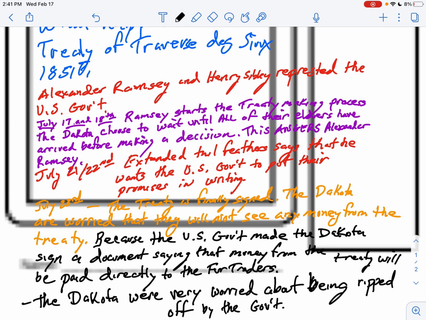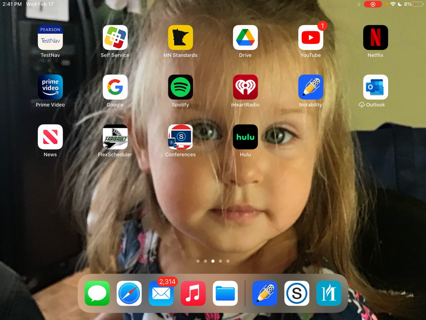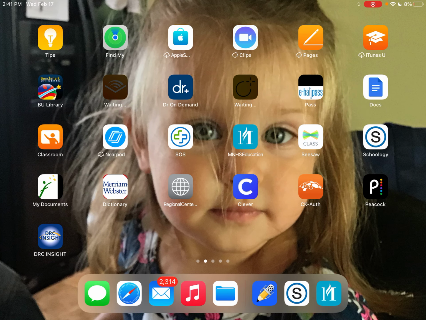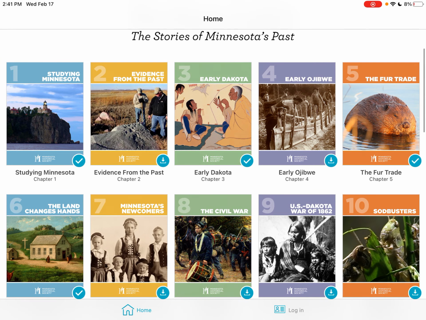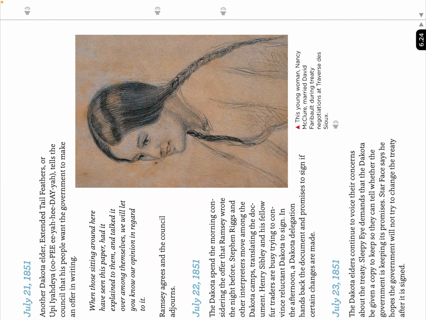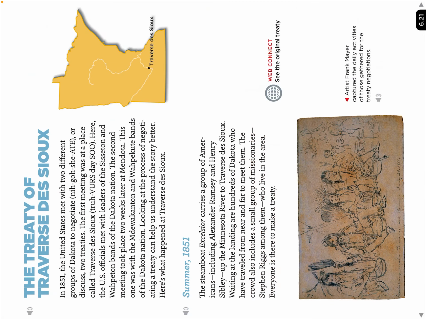Okay? That's what happened at this Treaty of Traverse des Sioux. This is 1851. This is where the Dakota, at this Treaty of 1851, sold a ton of their land in southern Minnesota. Okay? Just a ton of their land. And they sold it to the United States government. Did they want to sell it? No, they didn't. But they were forced to.